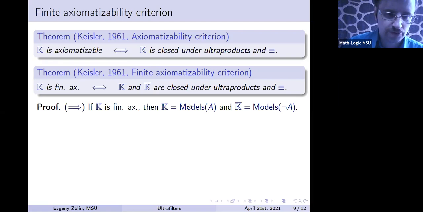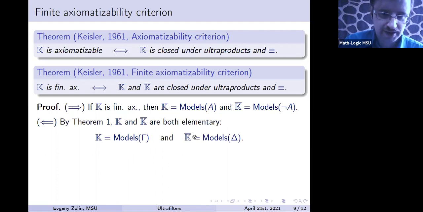Well, one direction, of course, is trivial. If K is finitely axiomatizable, then of course it is axiomatizable. So if K is axiomatizable by some formula A, then it is axiomatizable. And the complement is exactly axiomatizable by the formula not A. So A is a closed formula. K consists of models where A is true, and its complement consists of models where not A is true. So this is easier. Both classes are even finitely axiomatizable.